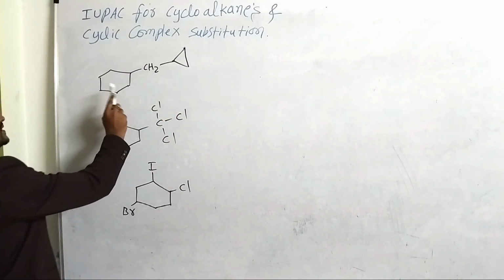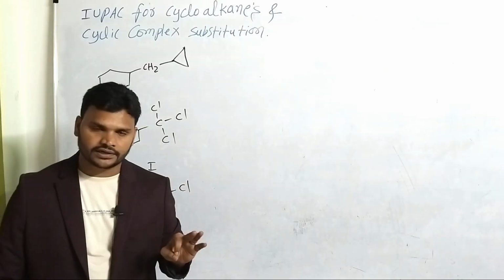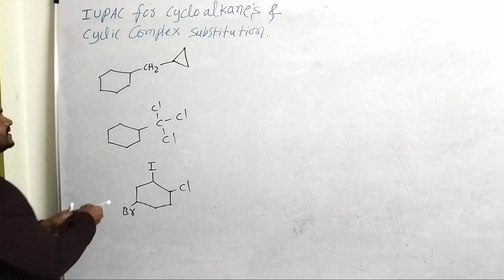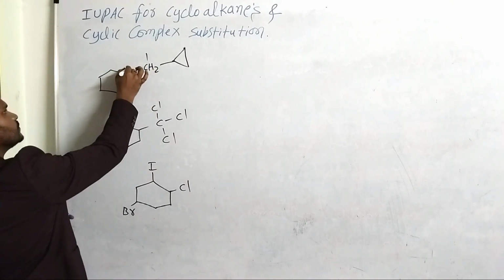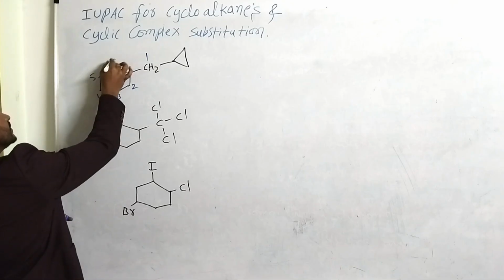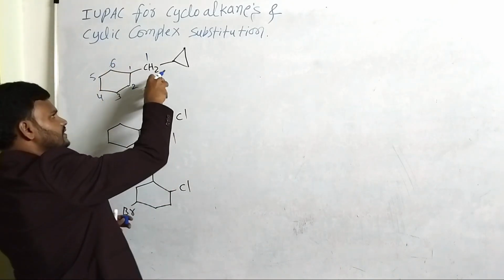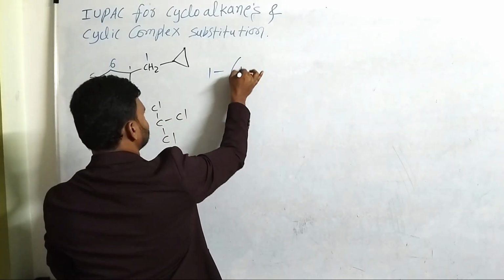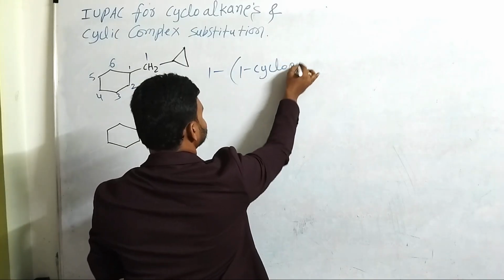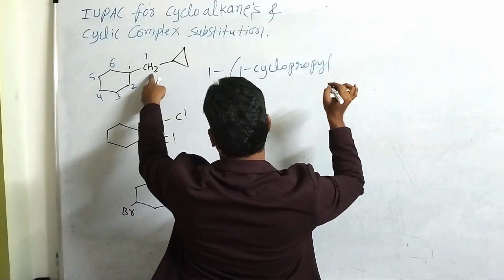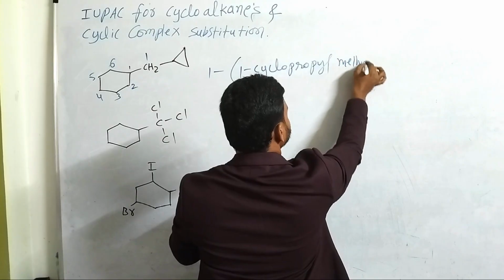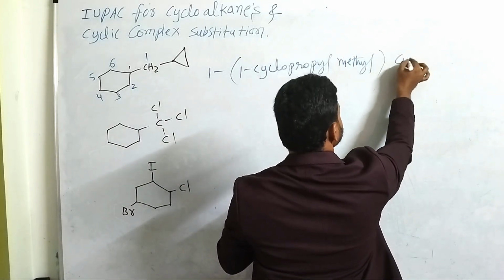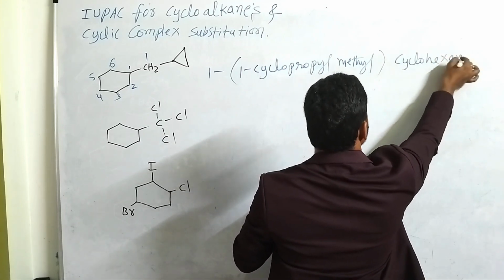Next question. Just have a look. This is a cyclic ring, this is also a cyclic ring, but this ring contains only 3 carbons, whereas this ring contains 6 carbons. That's the reason this one acts as a subgroup. This is number 1. This is 1, 2, 3, 4, 5, 6, total 6 carbons. So this is also a type of complex substitution. 1 cyclopropyl, and this one is methyl, bracket close. Next, total 6 carbons means cyclohexane. This is the right answer.